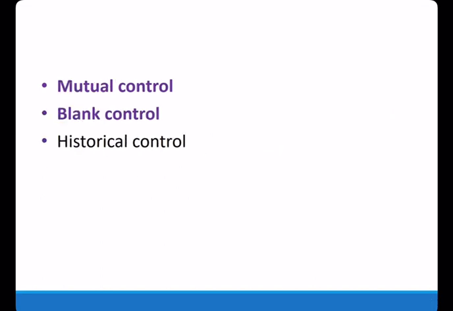There are other control types, such as the mutual controls, the blank control, and the historical control. As these controls are not randomly selected, sometimes they will introduce bias in clinical trials.